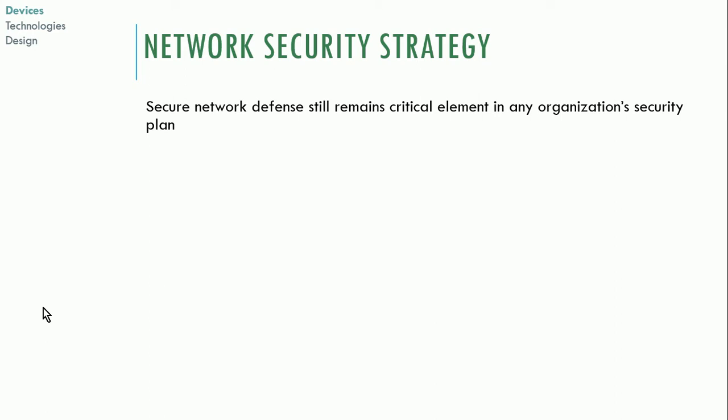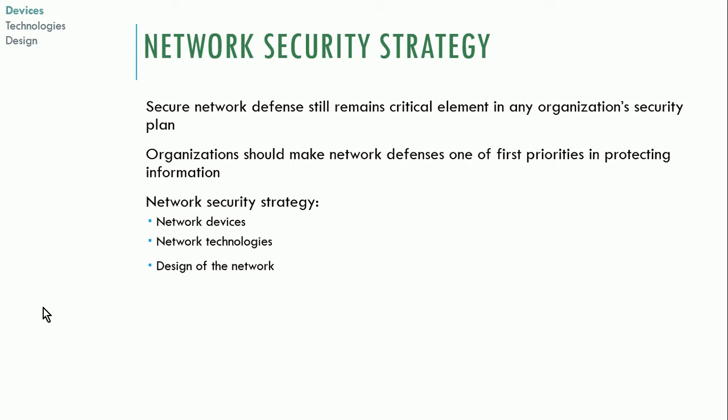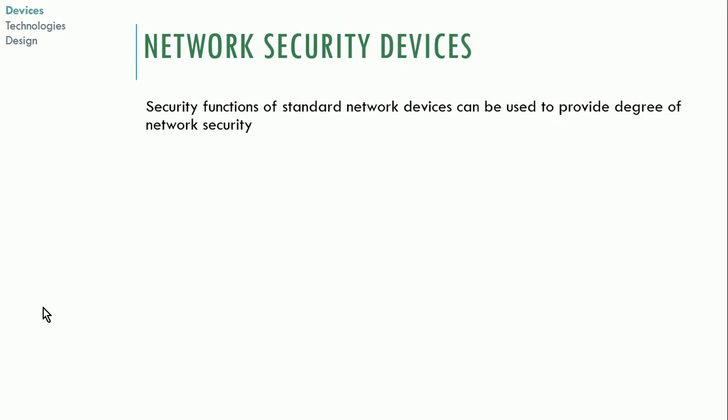So network defense still remains a critical element in any information security plan. You have to have network defenses that prioritize protecting information. A network security strategy involves network devices, which I'm going to talk about in this video, as well as network technologies that we can use to help protect our networks, in addition to using secure design strategies. That means designing our network in a way that is secure. There are some predetermined ways that we can design our network. People have done the research and tried different things, and there are certain best practices that we can use, which I'll discuss. Security functions of standard network devices can be used to provide a degree of network security.